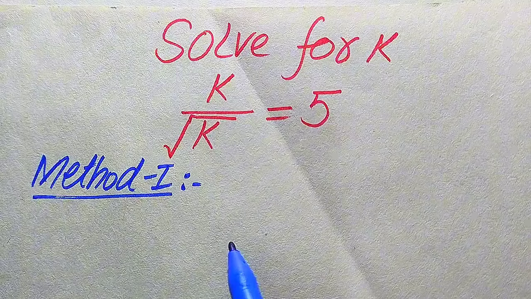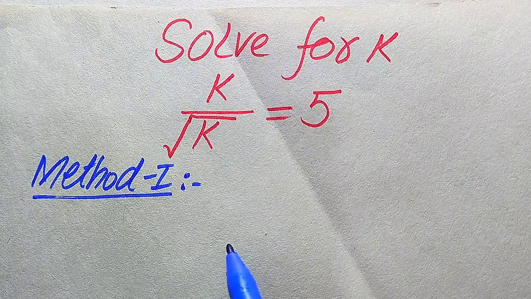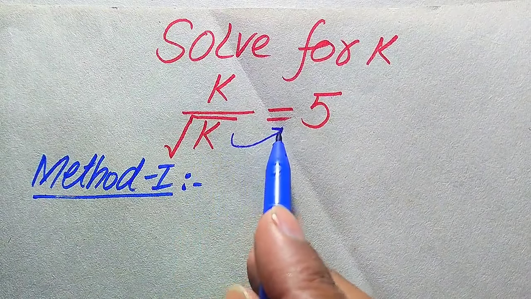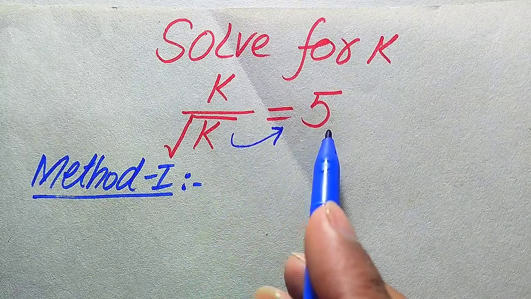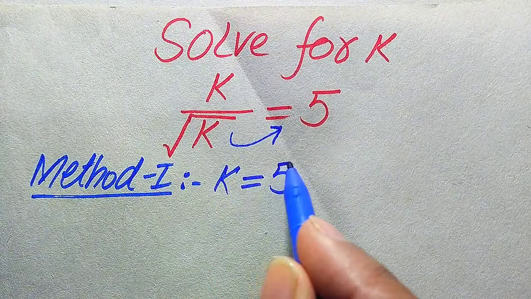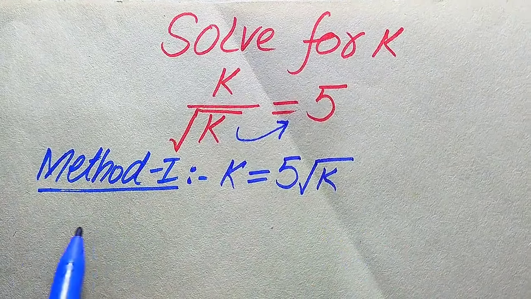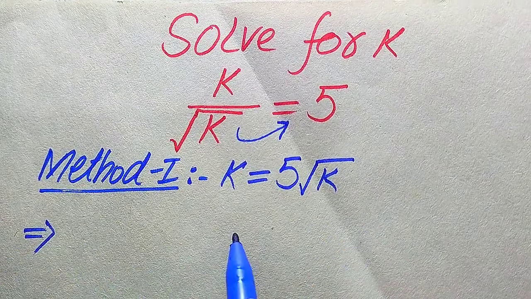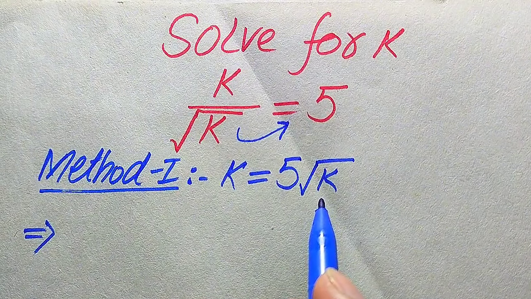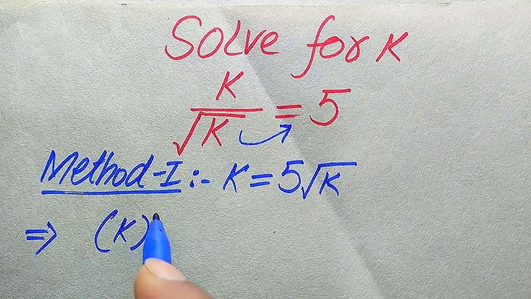Now we move towards the solution of this problem from the first method. In the first method, we need to move this square root of k from the left hand side to the right hand side, and it will be written as k equals 5 times the square root of k. In the next step we need more simplification, and here we need to remove this square root sign. For removing this square root sign, we need to square both sides.